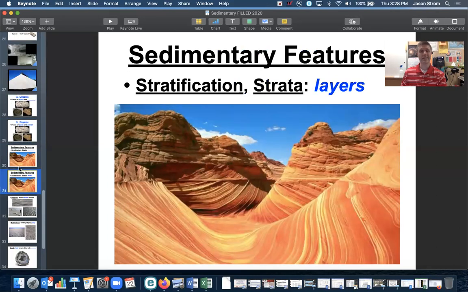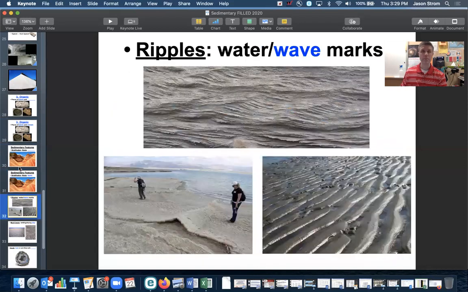Sedimentary features: layers, that's the big thing. It's a key feature of sedimentary rocks, and it makes them easily identifiable. Ripples: the one on the lower right is a modern picture, where there's still water, it's not rock. But those are ripple marks created by wave action at the shore of a body of water, and those can be preserved in rock. So if scientists find that, they know that there was water there at one time.